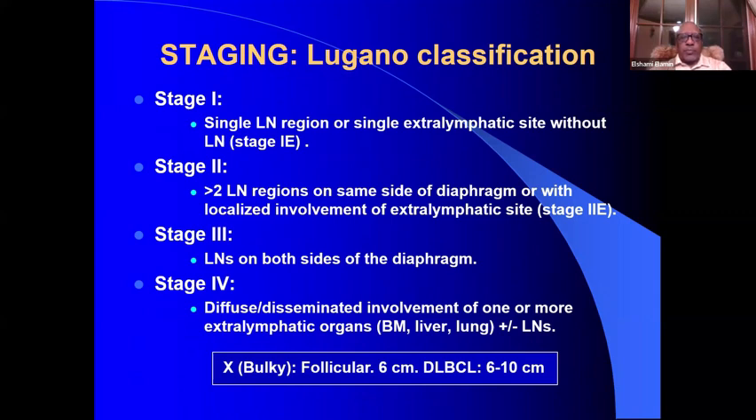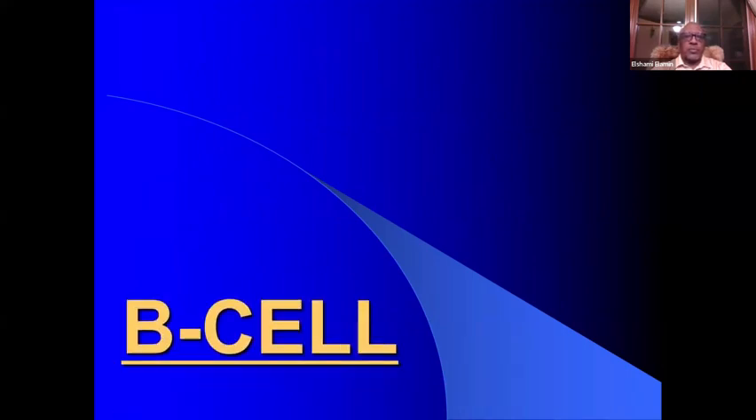Basically, for bulky disease, there is a different definition of bulky disease. For follicular, we use 6 centimeters or more. We call it bulky. For diffuse large B-cell lymphoma, there is a range of 6 to 10. You may see 7.5, but most people rely on a 10 centimeter lymph node mass to call it a bulky disease, and we define that by the letter X. Also, we use A for no B symptoms, B for B symptoms.